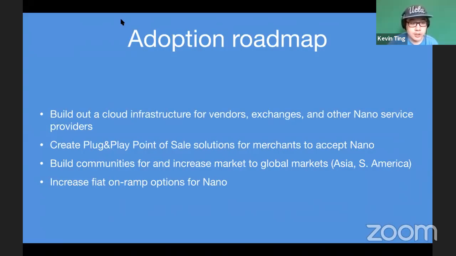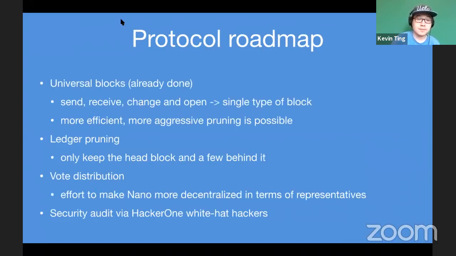They also are trying to build communities for and increase marketing to global markets, and they specifically name Asia and South America. Finally, they're looking to increase fiat on-ramp options for Nano, which is, of course, what all crypto coins want, to make it easier for other people to adopt it.